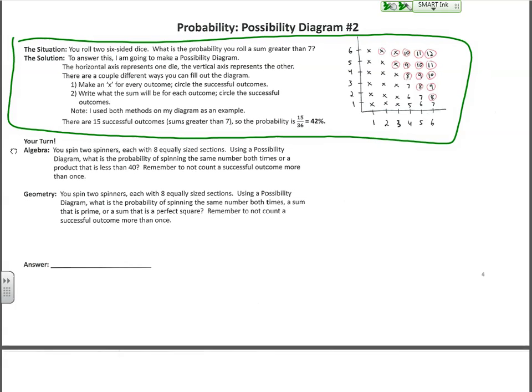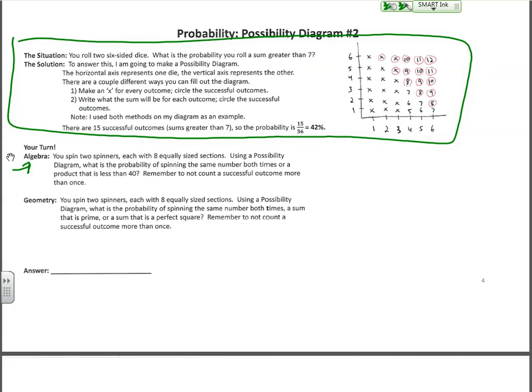In algebra, you've got 2 spinners, each with 8 equally sized sections. Using a possibility diagram, what is the probability of spinning the same number both times or a product that is less than 40? That or does not mean you get to pick which situation. It's not 2 different situations. It's the same situation. It's kind of like an or statement in the sense that there are 2 things going on at the same time here, or two avenues for success perhaps. But we need to remember to not count a successful outcome more than once.